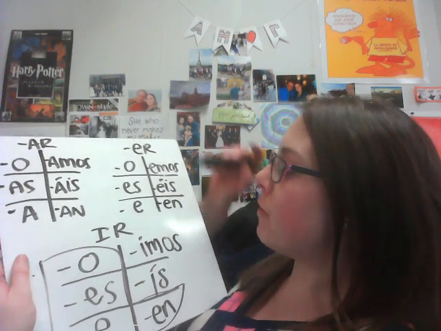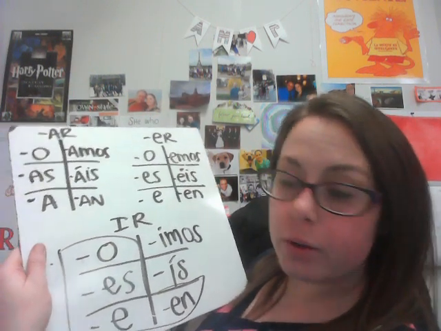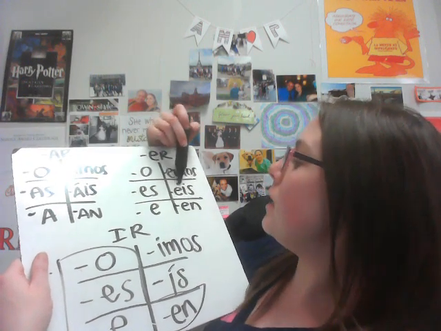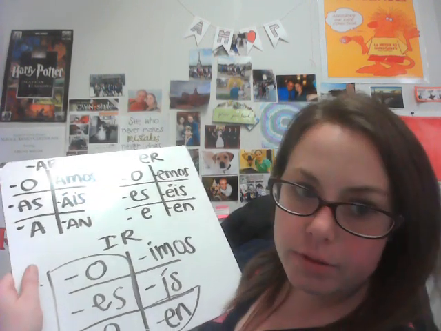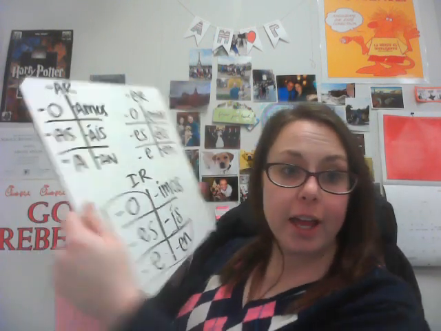One easy thing about vosotros, a lot of people forget about where to put the accent mark. The accent mark goes over whatever type of verb it is. So if it's an AR verb, it's on the A. If it's an ER verb, it's on the E. And if it's an IR verb, obviously it will be on the I. Okay, so let's try conjugating an IR verb then.